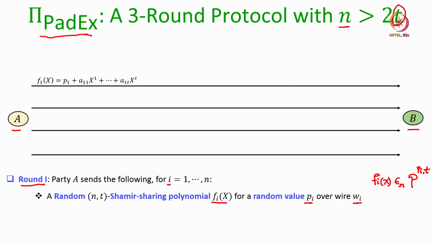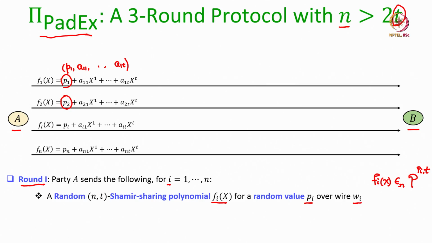Over the first wire, the sender sends the first polynomial, and when I say it sends the polynomial, it is equivalent to saying that it sends the coefficients of those polynomials. Over the second wire, the sender sends the second random polynomial, and all these values P1, P2 are randomly picked by the node A. Over the ith wire, it sends the ith polynomial, and over the nth wire, it sends the nth polynomial.